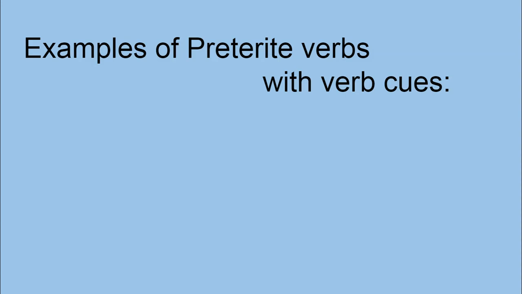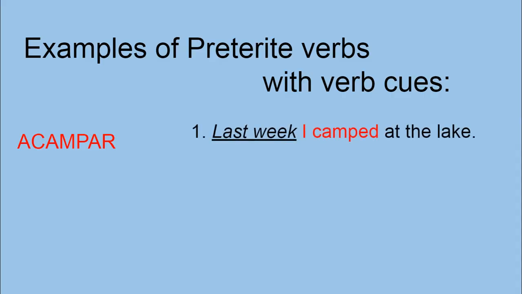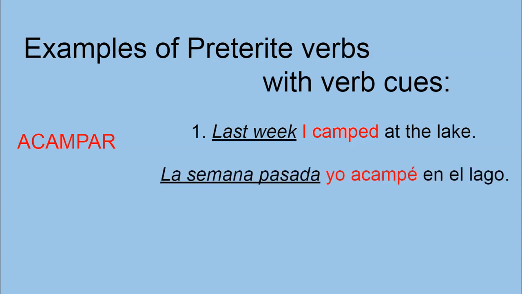Okay, so now we're going to work on some preterite verbs with verb cues. We're going to write some sentences here. The first one is going to be using the verb acampar, and we're going to say, last week I camped at the lake. Take a second and look at your notes and find the word for last week. And then we're going to say, I camped, which would be the yo form of acampar in the past tense, at the lake. So here we go. La semana pasada, yo acampé en el lago.